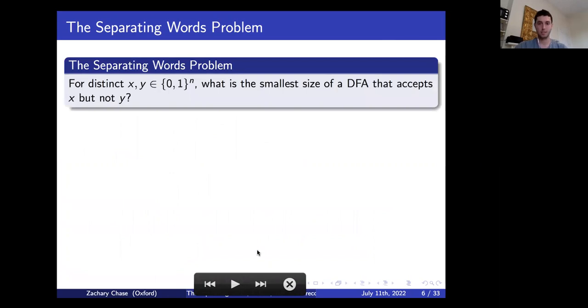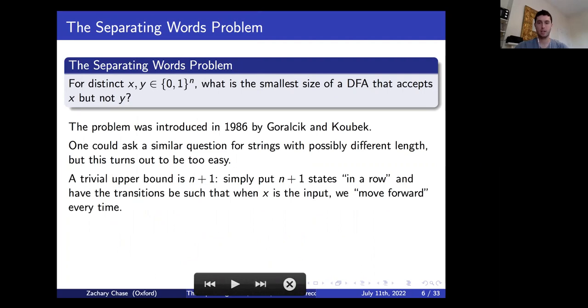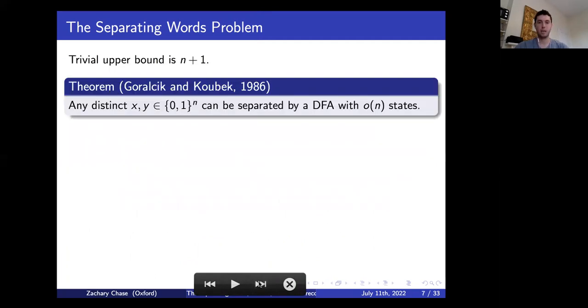Okay, so the separating words problem was introduced in 1986 by Goralčík and Koubek. One could ask a similar question for strings of possibly different length, but this turns out to be relatively easy. So a trivial upper bound to this problem is n+1. In introducing the problem, they proved in their paper that you can have a sublinear number of states, so at most epsilon n for any fixed epsilon as n goes to infinity.